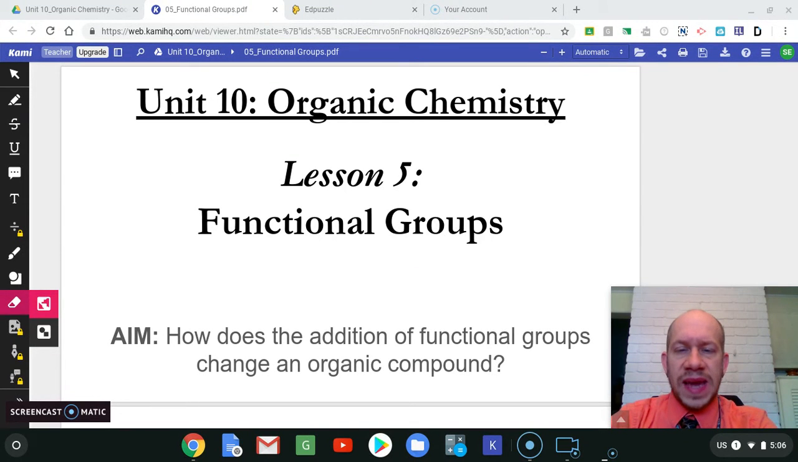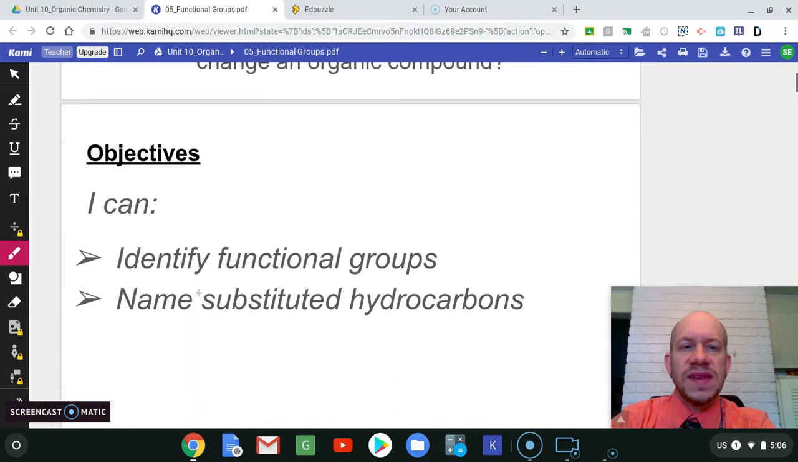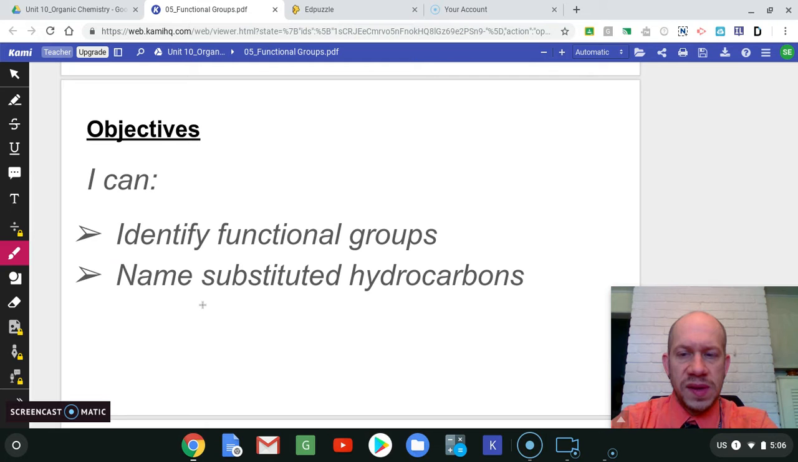This is Unit 10, Organic Chemistry, Lesson 5, Functional Groups. How does the addition of functional groups change an organic compound? The objectives of this lesson: I can identify functional groups, and I can name substituted hydrocarbons.